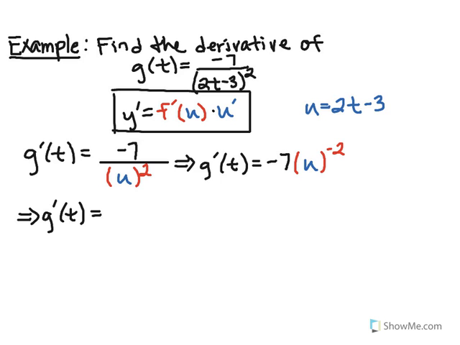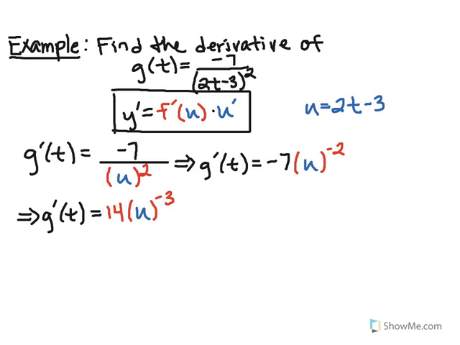Now, the derivative of the outside part. In other words, if u was my actual variable, how would I derive this? So I'm going to take this negative 2, multiply it by negative 7. That's going to give me, oops, I wanted to stay in red, positive 14. Negative times negative is positive. Parenthesis, I'm going to write my u, close parenthesis, reduce my exponent by 1, which is negative 3, not negative 1, because we're subtracting. Okay, so that's that part.